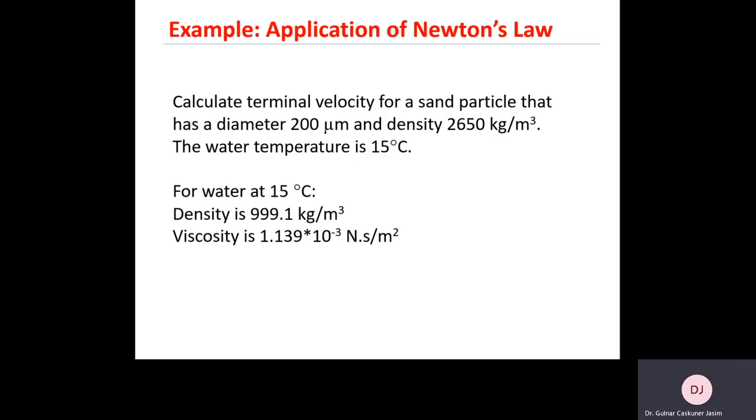Now the second example will show you how Newton's law can be implemented. The question is: calculate the terminal velocity for a sand particle that has a diameter of 200 micrometers and density of 2,650 kilograms per meter cube. The temperature of water is 15 degrees Celsius, and similar to the previous example, density and viscosity values for 15 degrees Celsius water have been provided on the slide.